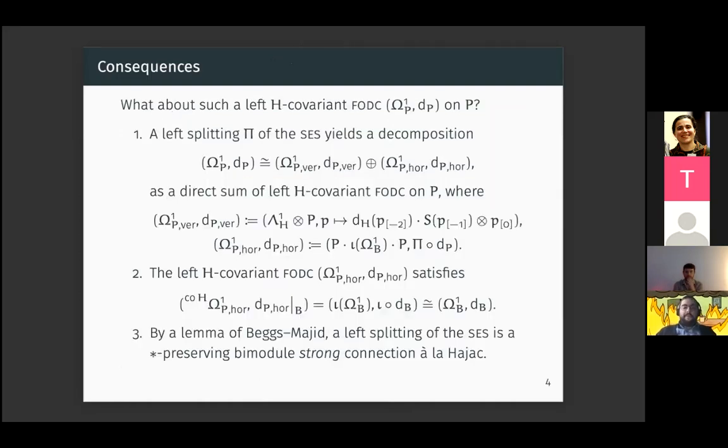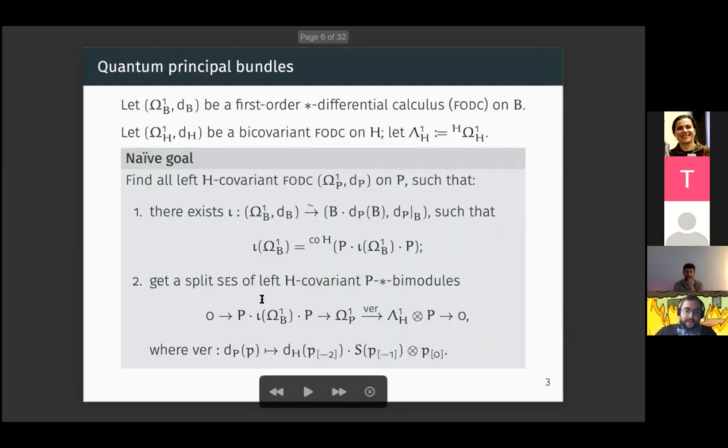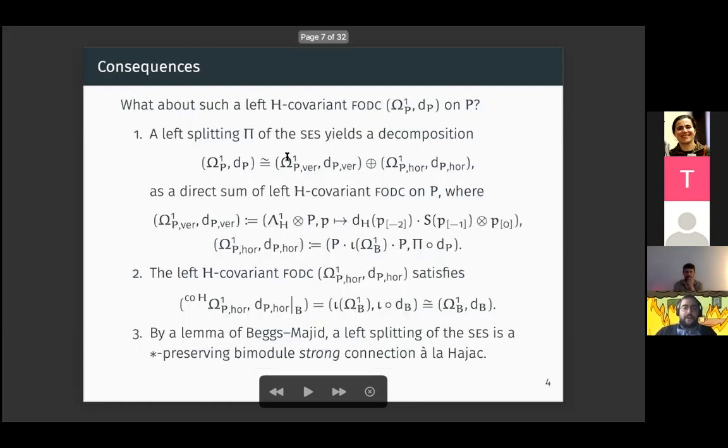So where does that take you? Since we're asking for the splitting to be a splitting of a short exact sequence of bimodules, in a way that preserves the star structure and the H coaction, what a left splitting gives us is a decomposition of this total calculus into a direct sum of a vertical calculus and a horizontal calculus. The vertical calculus is what you get by differentiating elements of P orbit-wise, using this bicovariant differential calculus on the structure group H.